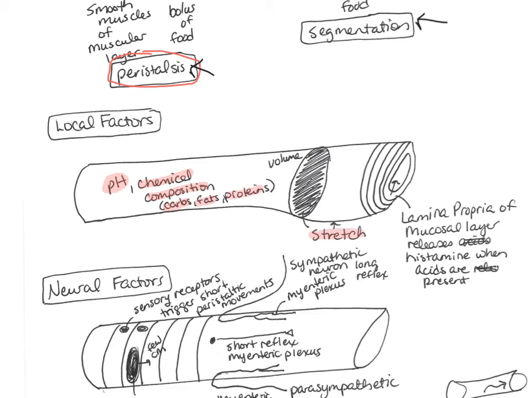Another trigger is stretch. The GI tract is going to respond to stretch. For example, stretching of the intestine can cause the smooth muscle in the intestine to start contracting, and that will increase motility right there where that bolus of food is and right there where that digestive tract is being stretched. Another example is the lamina propria that I told you about. The lamina propria is one of the layers in the mucosa, and histamine will be released from the lamina propria to stimulate acid secretion.